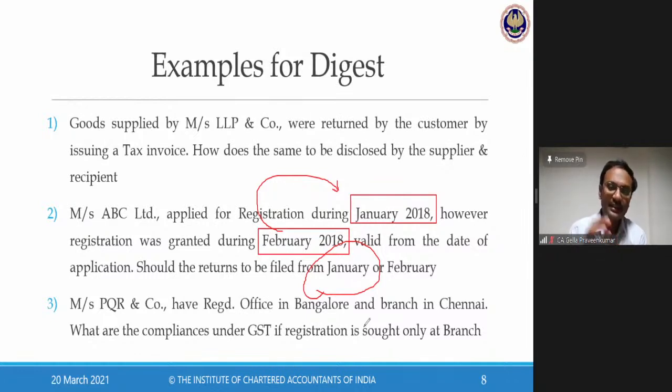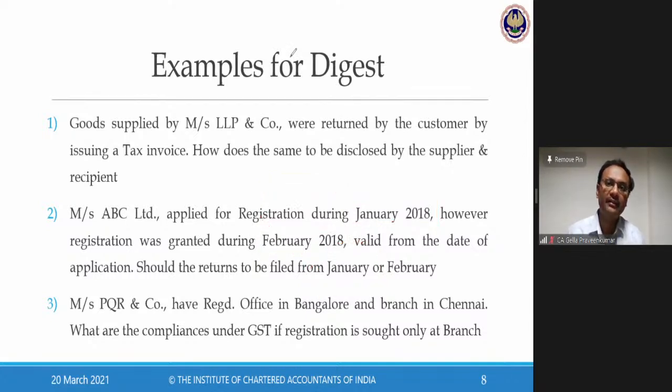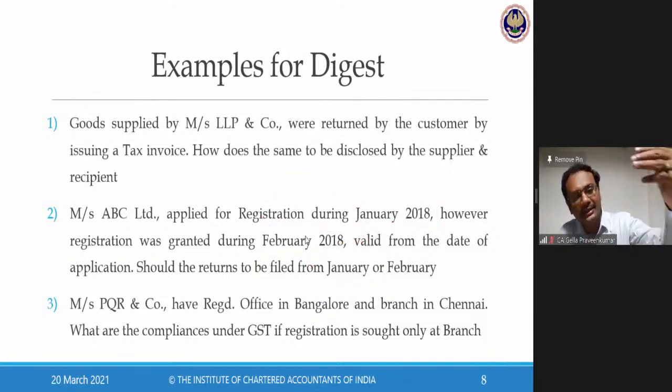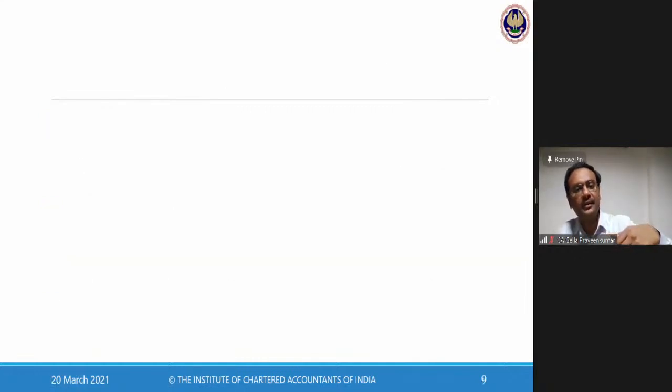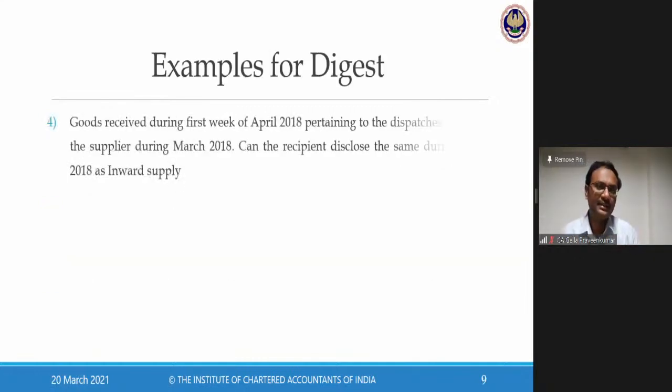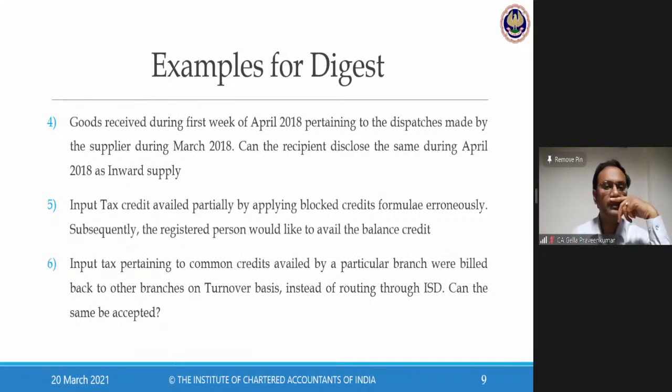Now, here, there's a principle called input service distributor. When a bill comes in the name of head office and head office doesn't want to enjoy that benefit, it is a benefit pertaining to the branch. Using this concept of ISD, input service distributor, I pass on that benefit to my branch in Tamil Nadu. So under GST law, filing of returns, we would recommend that Karnataka get registered and pass on the benefit of tax through ISD. This is the third example.